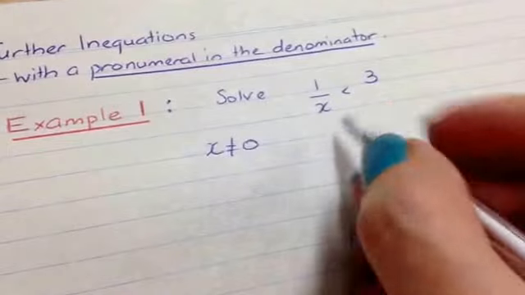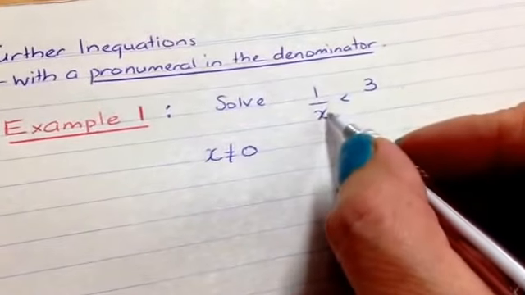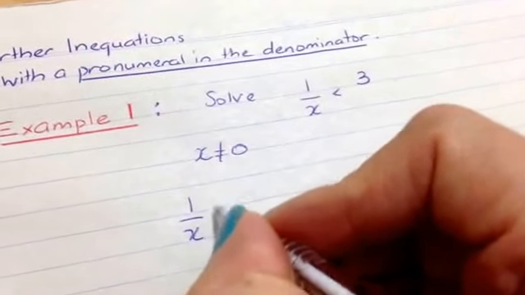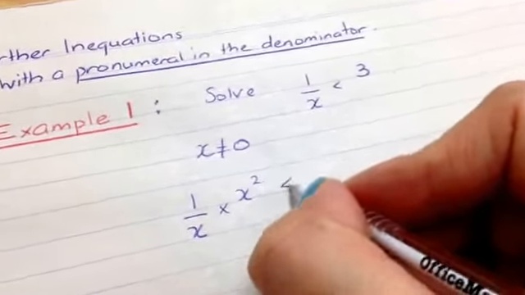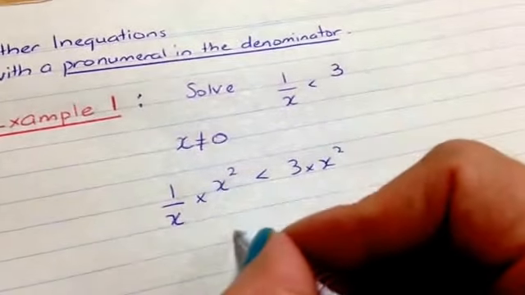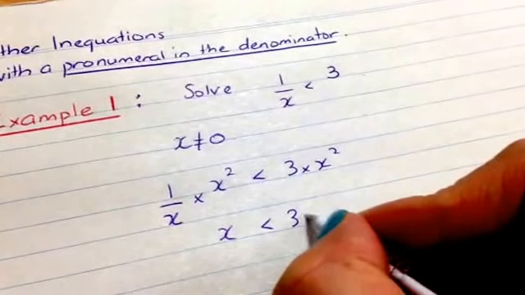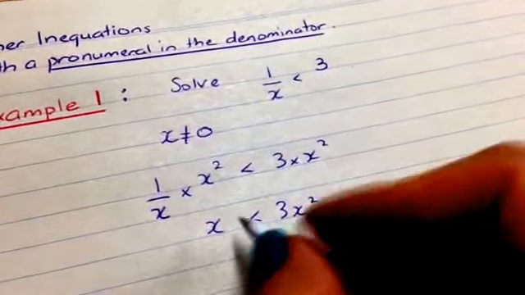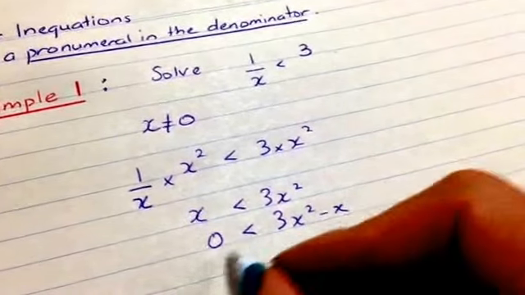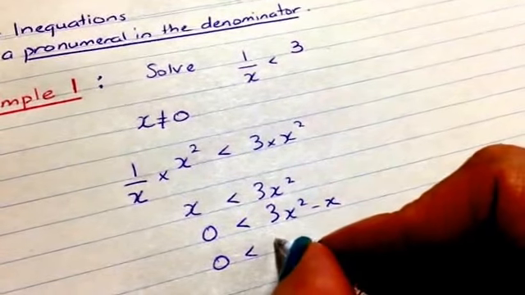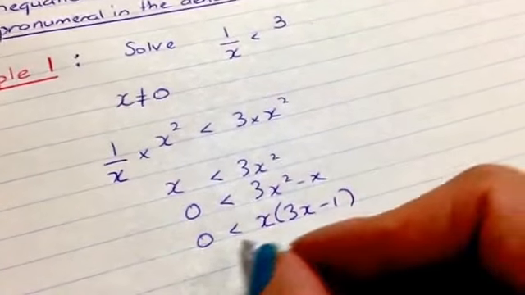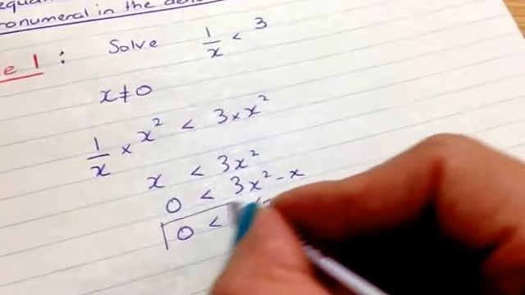All right. Next step is you need to multiply both sides by the denominator squared. So it'll be 1 over x times x squared is less than 3 times x squared. That will become x less than 3x squared. So 0 is less than 3x squared minus x, and 0 is less than, just factorise, so you have x outside of 3x minus 1. And just leave it like that for now.